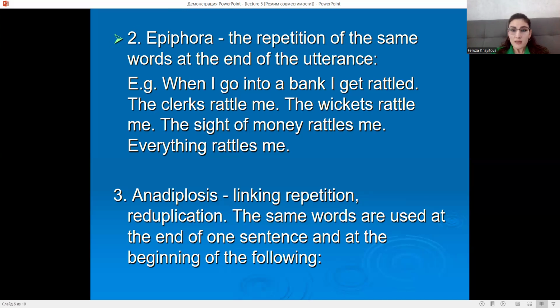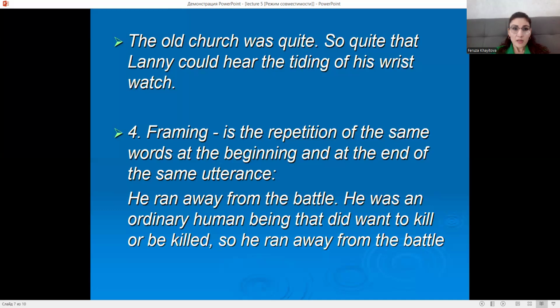The third one is anadiplosis. Anadiplosis is a linking repetition, reduplication. The same words are used at the end of one sentence and at the beginning of the following. For example, "The old church was quiet, so quiet that Lenny could hear the thudding of his wristwatch." Was quiet, so quiet. It is anadiplosis repetition.